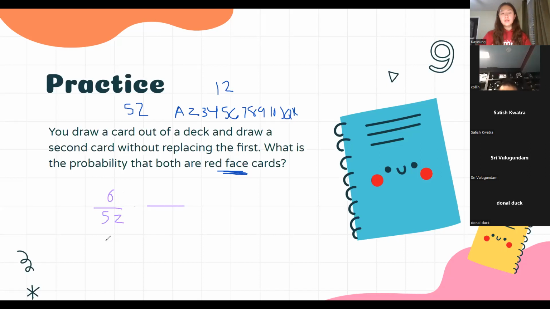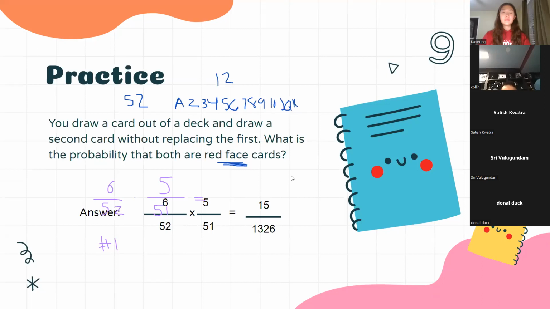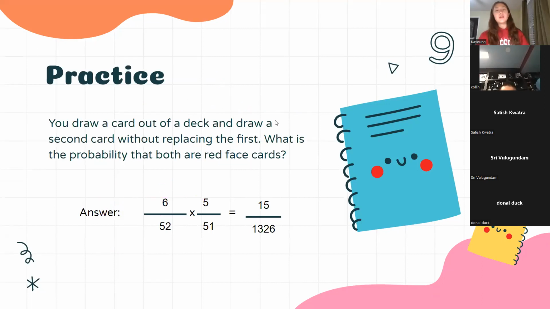So 6 are red out of 52, multiplied by, this is for card number 1. And then there's now 51 cards, and then 5 are red. So that's some number. I'm not really sure what it is. Did that make sense? I think I might have confused you, but after you know that there's 6 red face cards, it should be simple. You subtract 1 from the top, subtract 1 from the bottom as well.